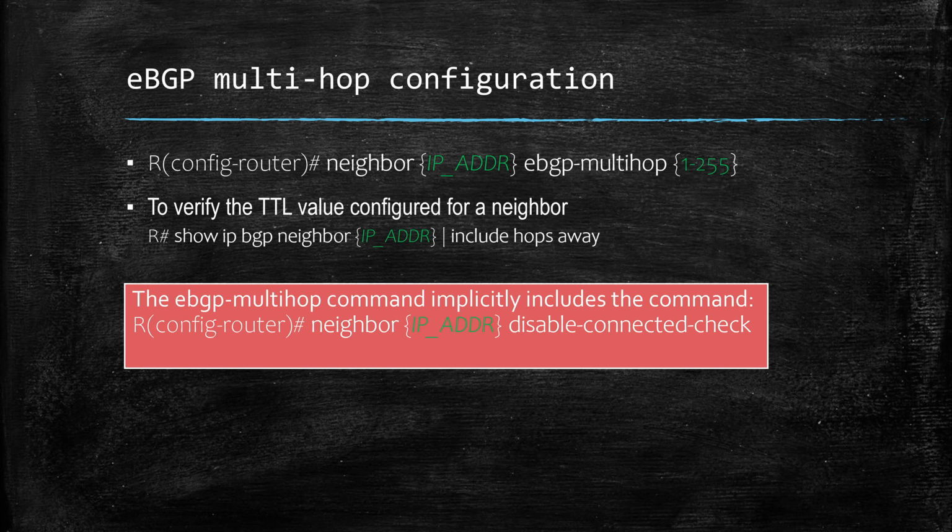One last important thing is that the eBGP multihop command implicitly adds the disable connected check. So when you issue the eBGP multihop, the disabled connected check is automatically added. Now that we understand how to configure eBGP multihop, let's talk about TTL-security.